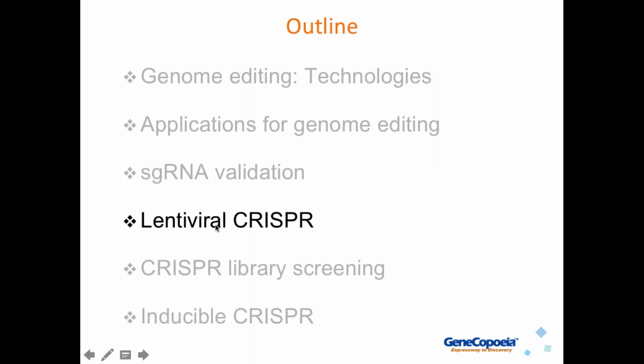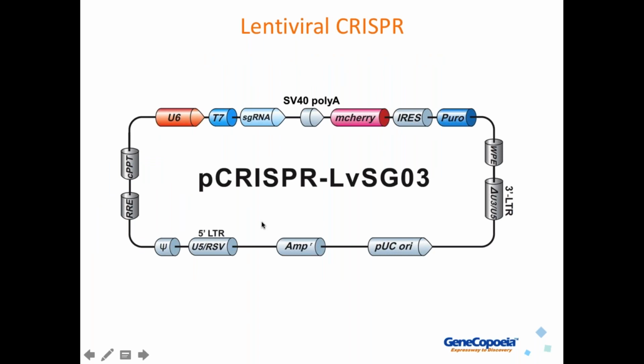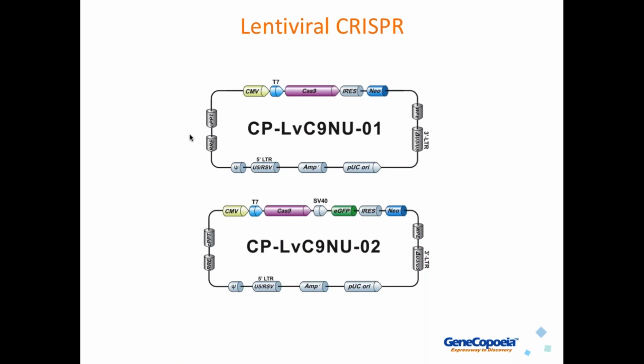So now let's talk about the next application, the key application for Cas9 stable cell lines, and that's lentiviral CRISPR. GeneCopoeia, just like other researchers have done, have made lentiviral constructs that express CRISPR components. We have a two-component system. One lentiviral construct expresses the single guide RNA under control of the U6 promoter. And we have separated that into a second plasmid that expresses only Cas9.